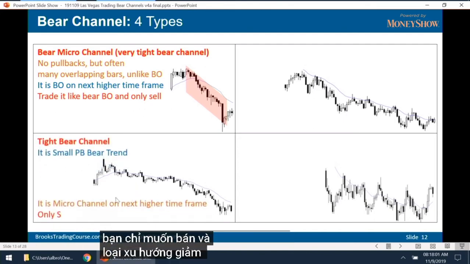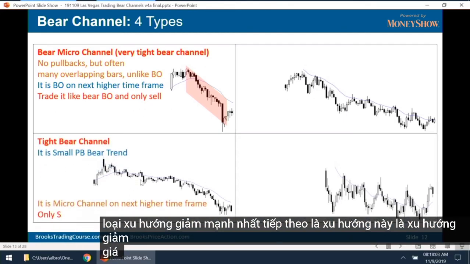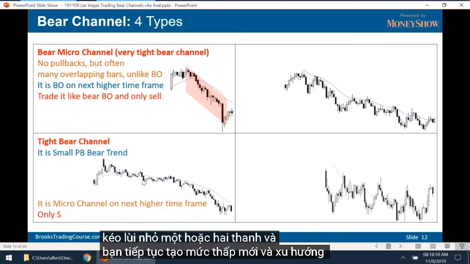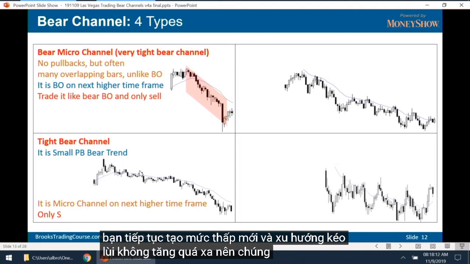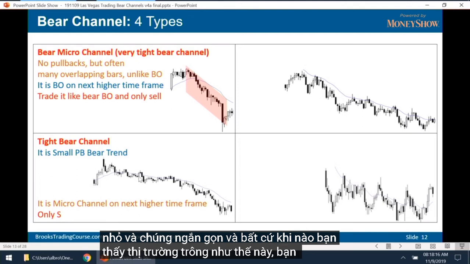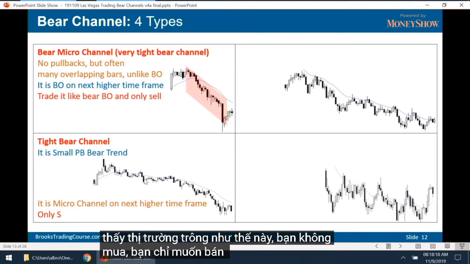And the next strongest type of bear trend is this. It's a small pullback bear trend. The pullbacks are small, 1 or 2 bars, and you keep making new lows, and the pullbacks do not go up very far. So they're small and they're brief. And whenever you see the market looking like this, don't buy. You only want to sell.